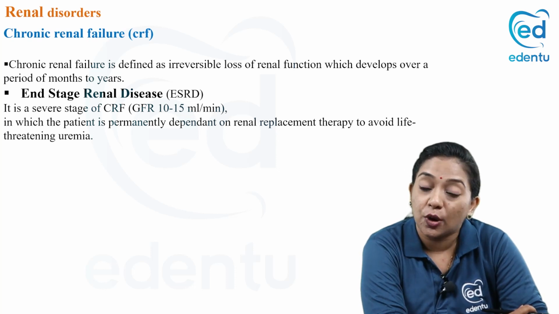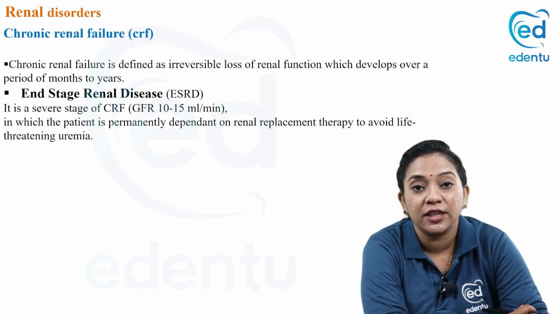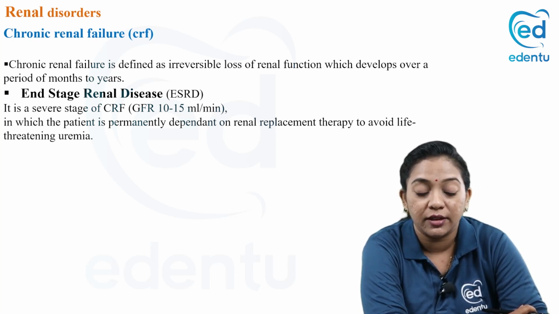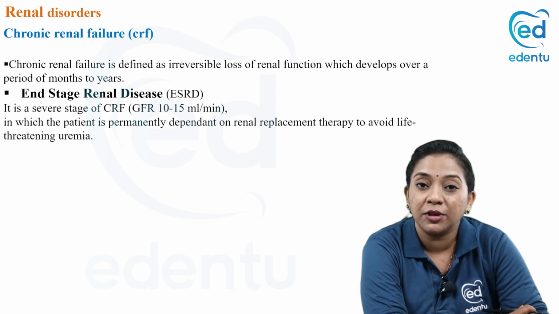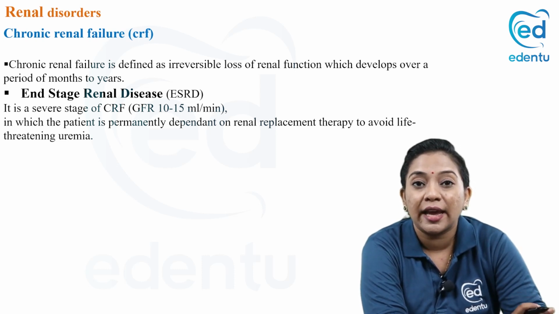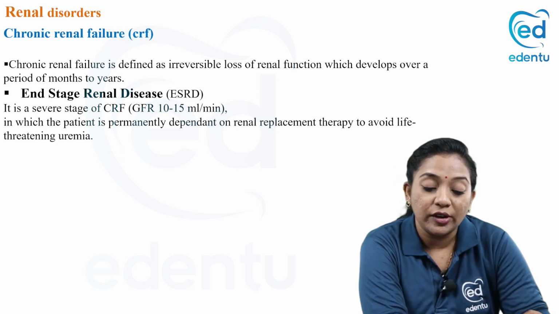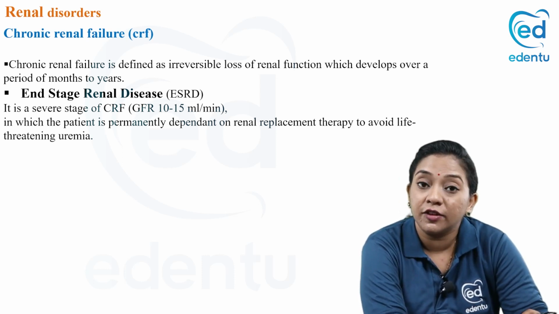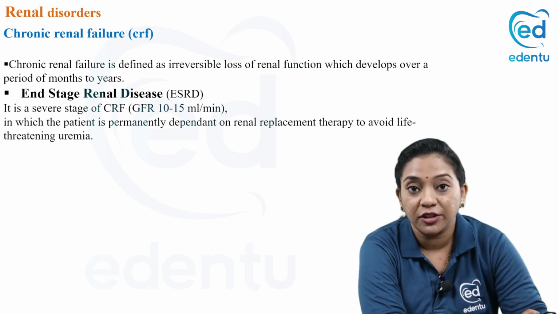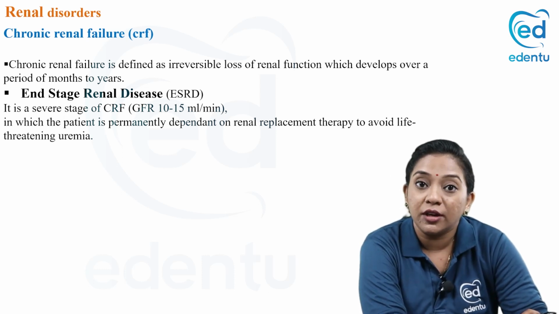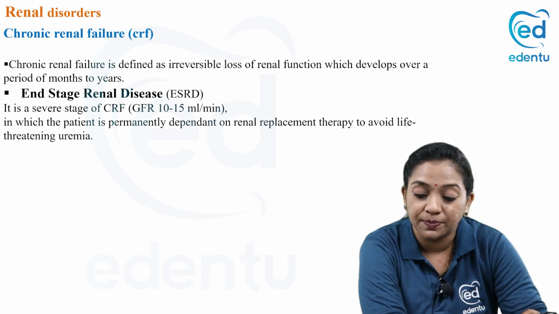Next, we'll see about chronic renal failure. First, we have seen acute renal failure. Chronic renal failure is the next stage, or the end stage, of renal failure. Chronic renal failure is defined as an irreversible loss of renal function. So, it is not going to be reversed back to the previous condition.